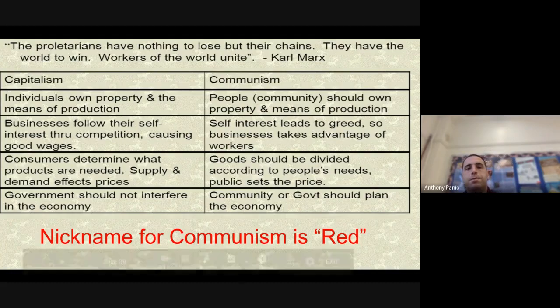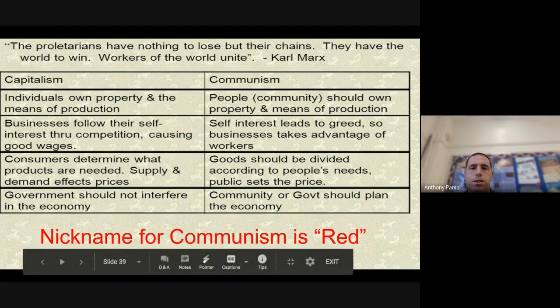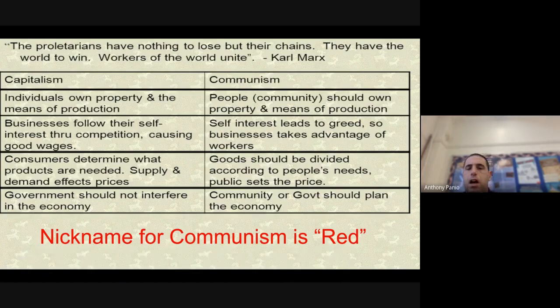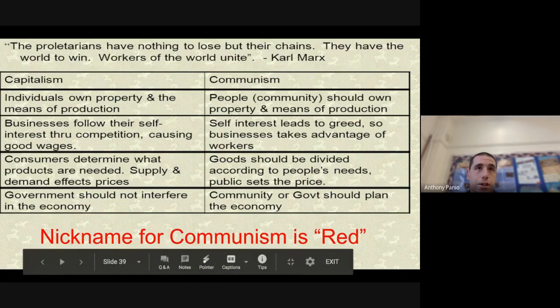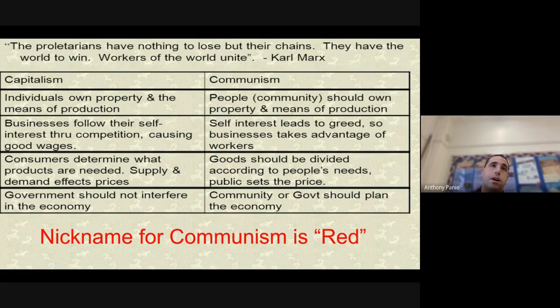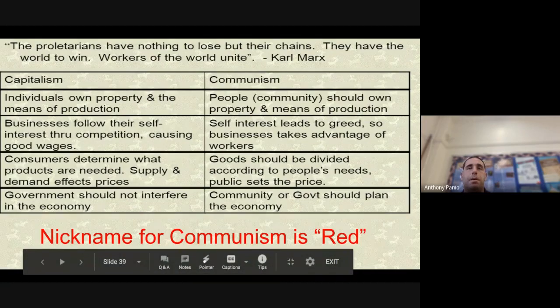In capitalism, consumers determine what products are needed. If a product is very good, a lot of people will buy it, and that's going to help the company. We just talked about cars, how cars became a very big thing in the country. Everyone wanted a car, so many people bought one, which made the price of the car more affordable and the car better. In a communist society, they're basically saying goods should be divided according to the people's needs. The public sets the price, not the corporation.